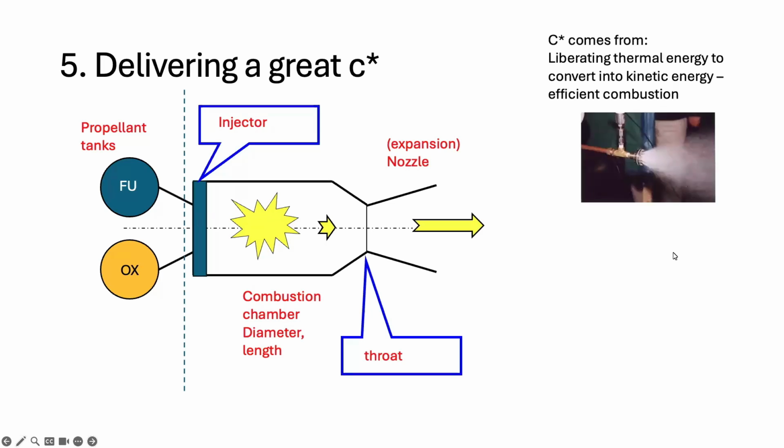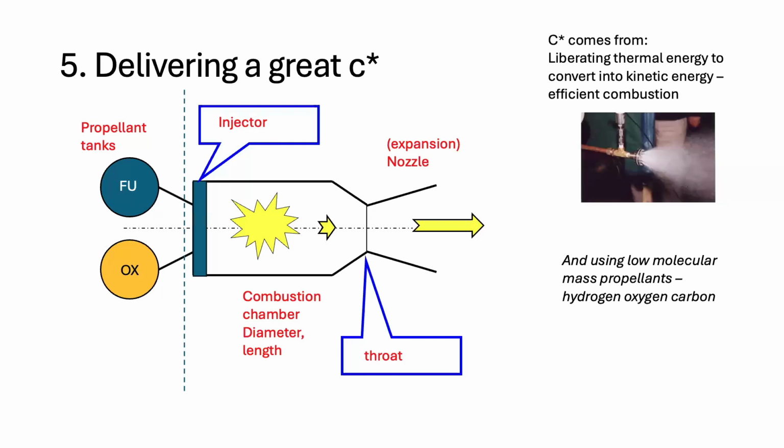C star, remember, comes from liberating thermal energy held in the propellants in the chemical bonds and converting it efficiently into kinetic energy. And a lot of that's down to the injector. You can see an example injector here, which is really, in this case, like a very fancy shower head. It's creating a very fine mist of propellants together that are burning and mixing and liberating energy really efficiently.